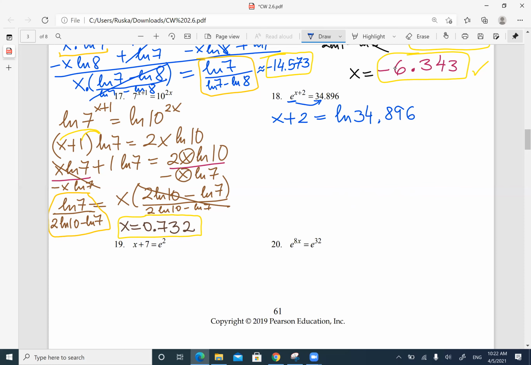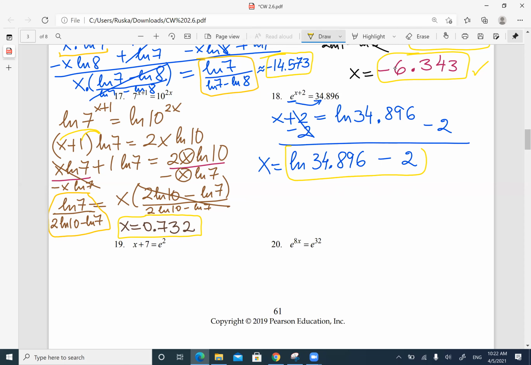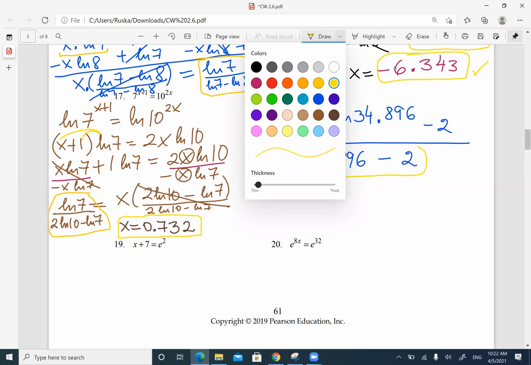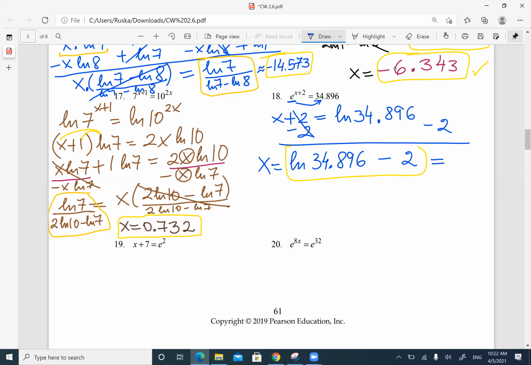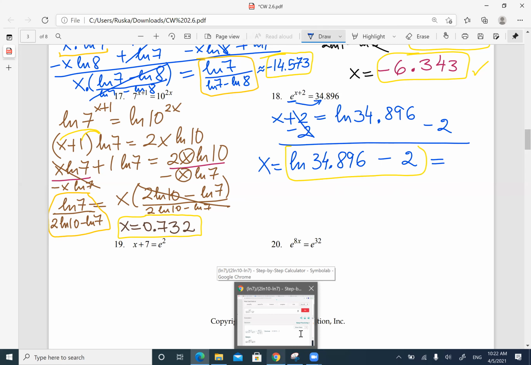34.896. So now we're going to get x by itself. So I just have to subtract 2 on both sides to give me x by itself. And my exact solution is going to be x equals ln of 34.896 minus 2. So this is what we need to plug into the calculator. If they ask you for the exact solution, this is the exact solution. But we're going to plug it in because usually they're going to ask you to round to a few decimal places.